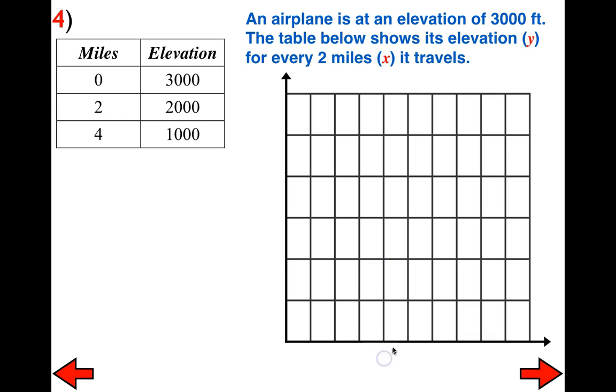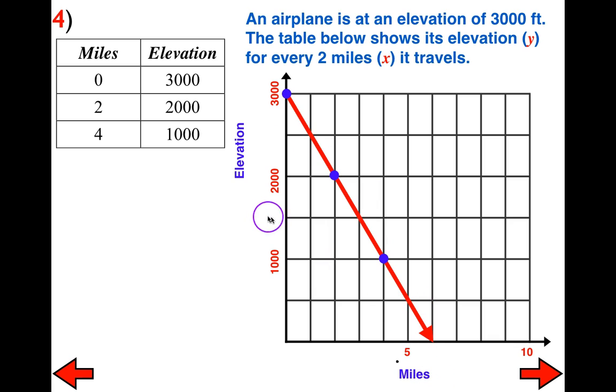So the x-axis, I'm going to just go ahead and have it go by ones. And then I'm going to label it miles. Now, for the y-axis, since the numbers are so large, I'm actually going to go by 500 increments. And then make sure I label it as elevation. So now I just graph 0, 3000, 2, 2000, and then 4, 1000 would be right here. Draw my line, make sure it extends through the graph.